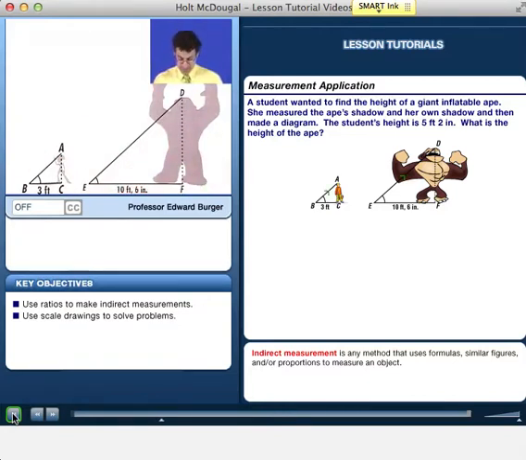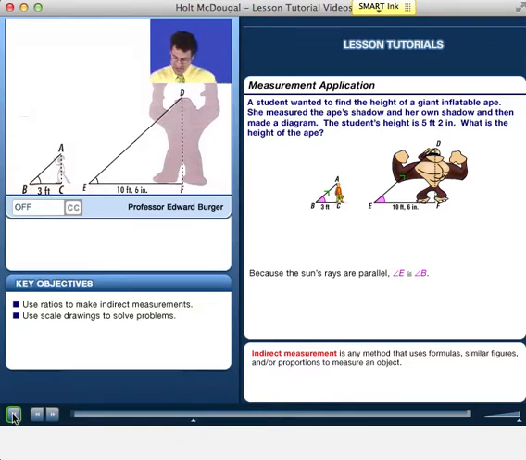In particular, what we see is the angle that the top of the ape's head, that line of sight coming down with the ground and the level ground itself, that angle E is therefore going to be congruent to the angle B, the angle formed from the top of the student's head down to the ground, to the end where the shadow is. So we have these two angles being the same.